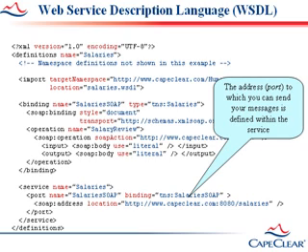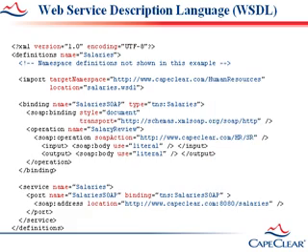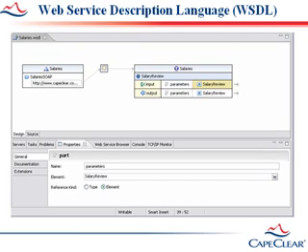The address to which your message should be sent is described as a port in the service section of the WSDL. Now our WSDL description is complete. Again, you're not expected to create WSDL files by hand. They may be generated by tools or can be created using a graphical editor.